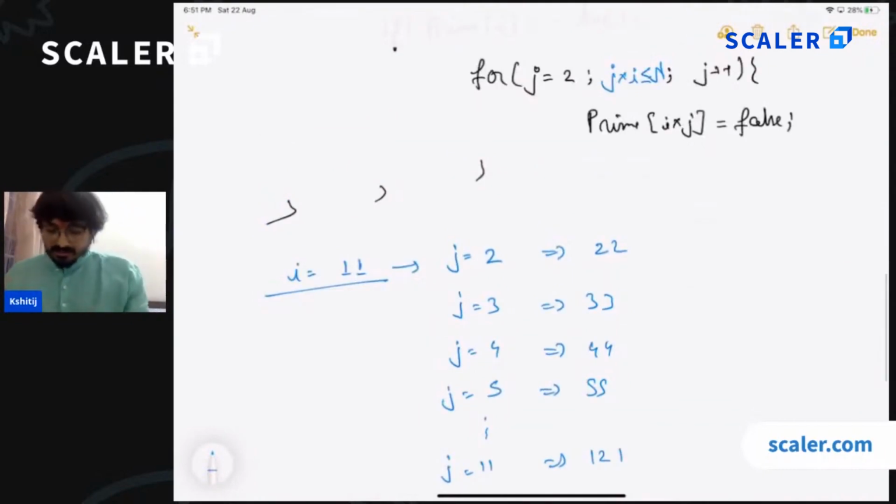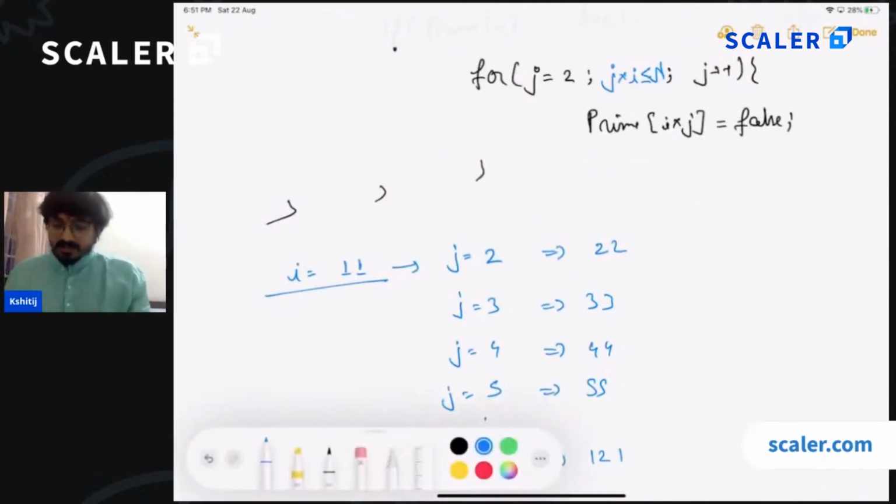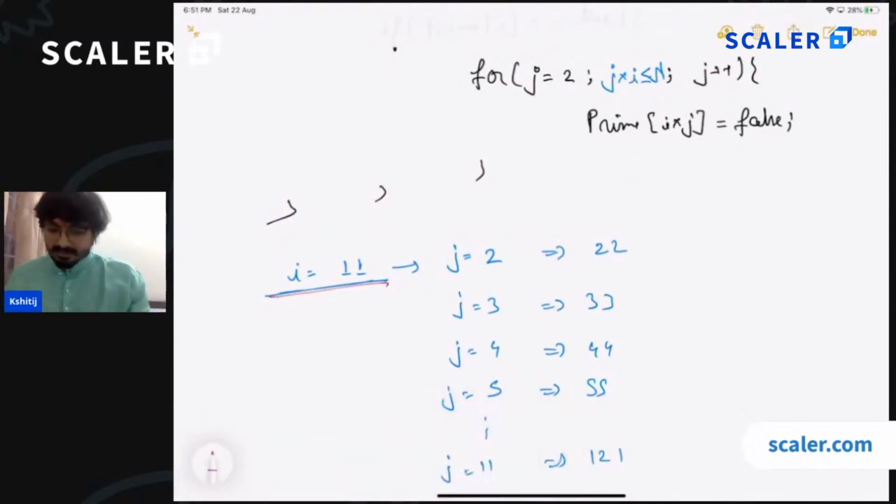Now I have a question. When I'm trying to cut all these numbers for the value of i equal to 11, can I say that 22, 33, 44, 55, all these numbers would have already been cut?